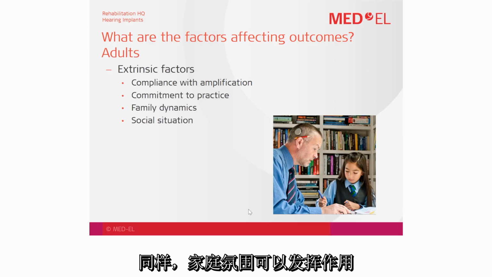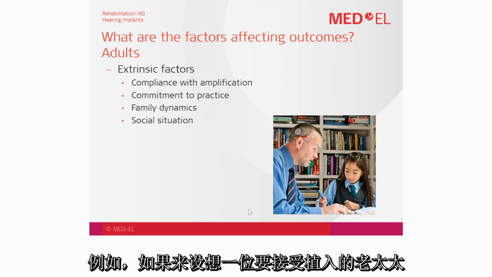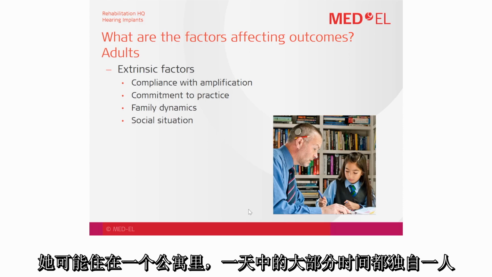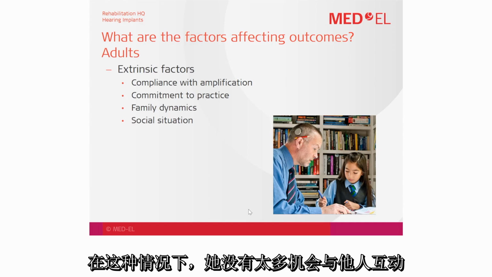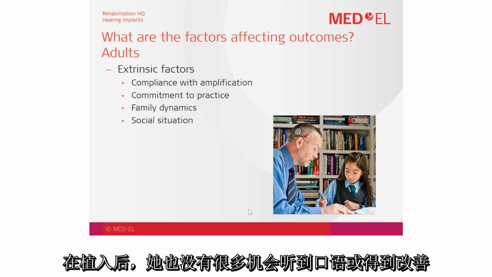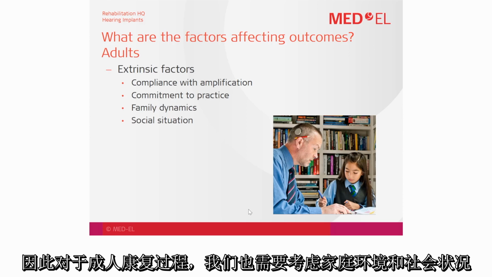Again, family dynamics can make a difference. If you think, for example, of perhaps an elderly lady who might be implanted, she might be living in an apartment where she's by herself for most of the day. And in that situation, she doesn't have a lot of chances to interact with others. She doesn't have a lot of chances to hear spoken language and to improve post-implant. So we need to be thinking about family dynamics and social situation as part of the process with adults as well.